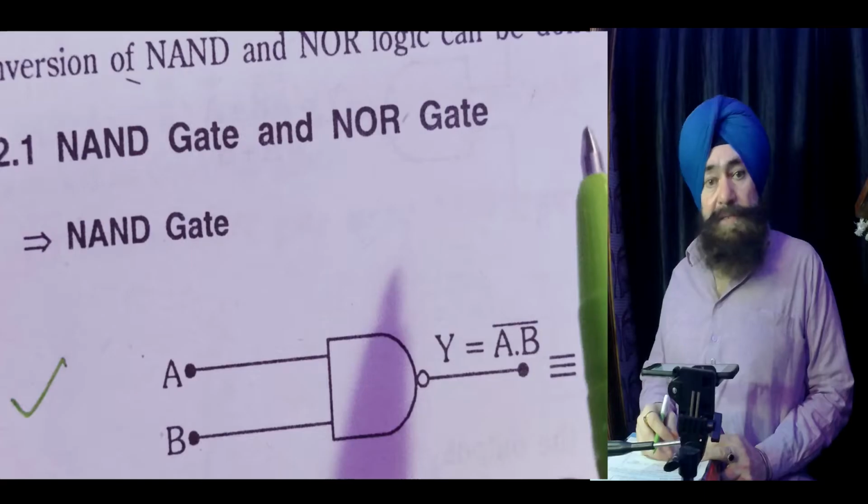Because if the basic gates like AND, OR, NOT are not available in the market and they are required, what will you do? No problem. NAND gate and NOR gate can act as AND, OR, NOT. How? This is the problem today. Okay, let's start.